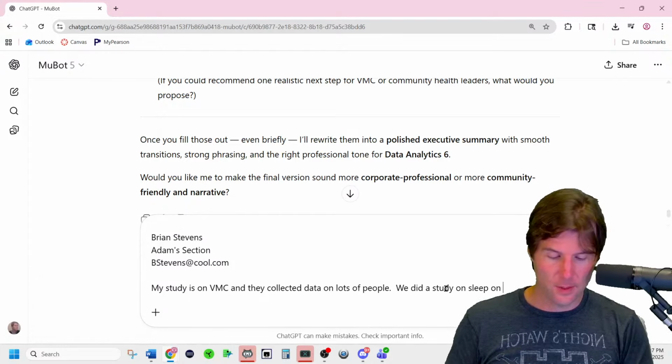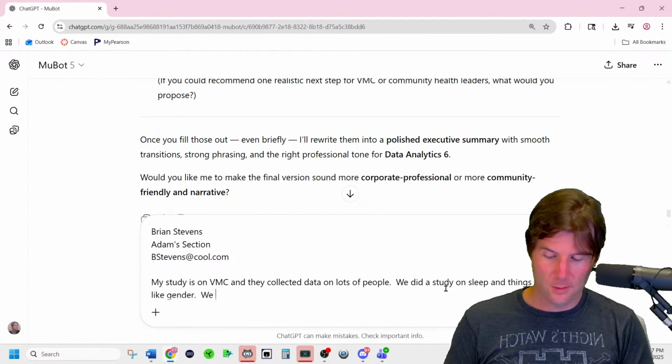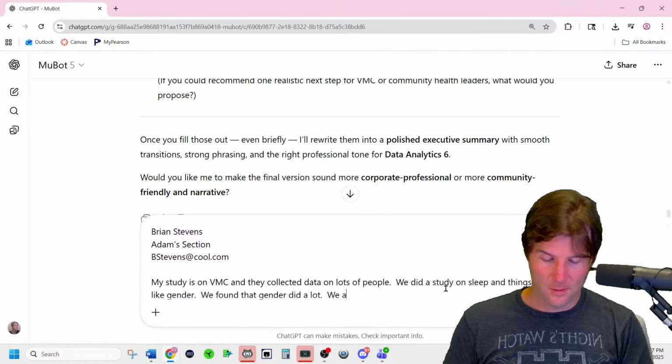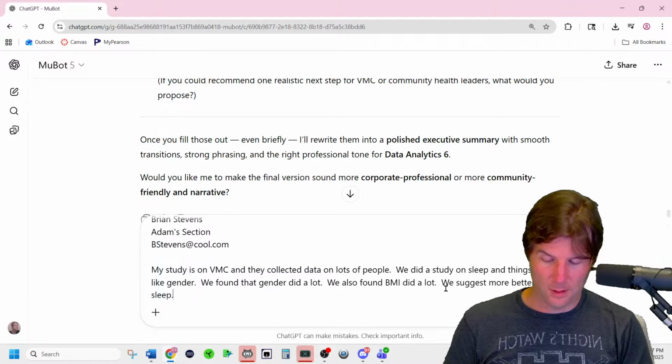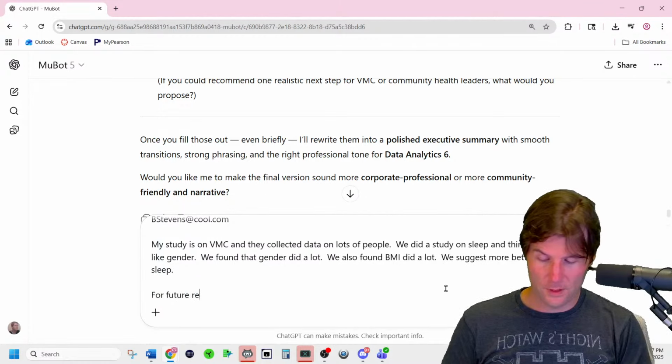Study on sleep and things like gender. We found that gender did a lot. We also found BMI did a lot. We suggest more, better sleep. For future research, we will look at more variables.